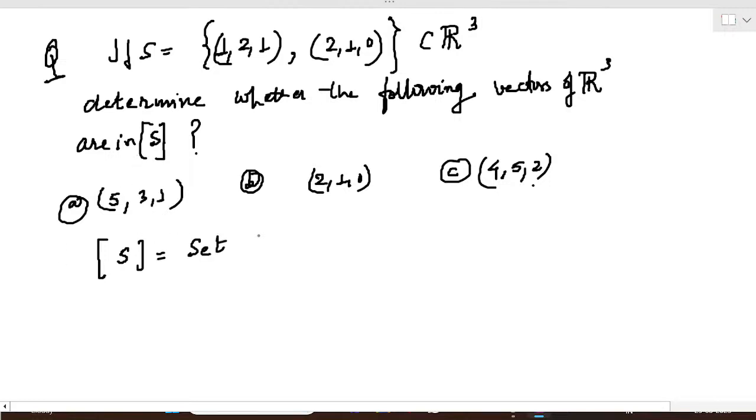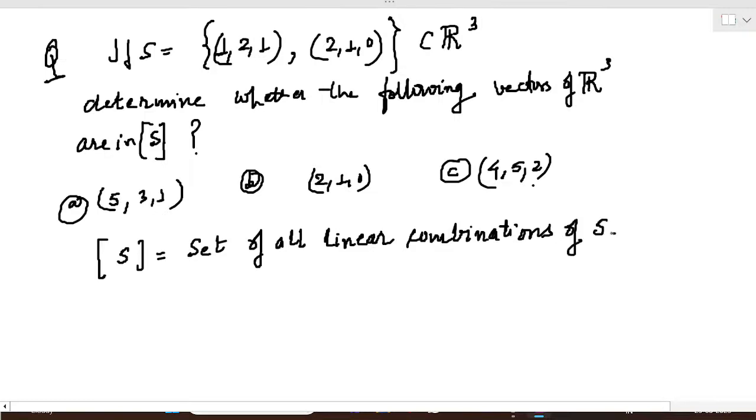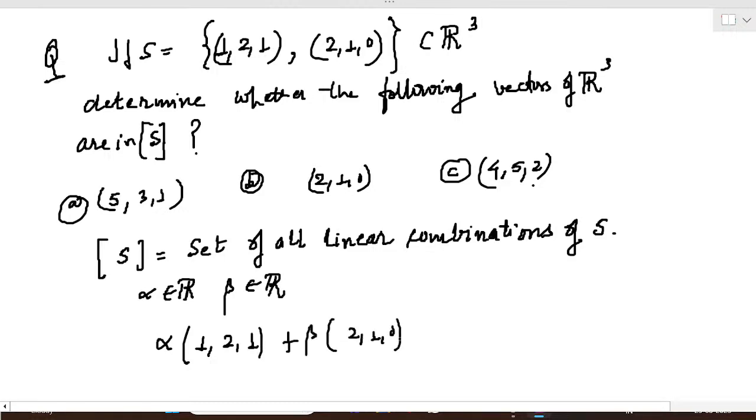What is the linear span of S? The linear span of S is the set of all linear combinations of S. So let us take alpha belongs to R and beta belongs to R and try to write the linear combination. It would be alpha times (1, 2, 1) plus beta times (2, 1, 0). So the linear combination would be (alpha plus 2 beta, 2 alpha plus beta, and then simply alpha).